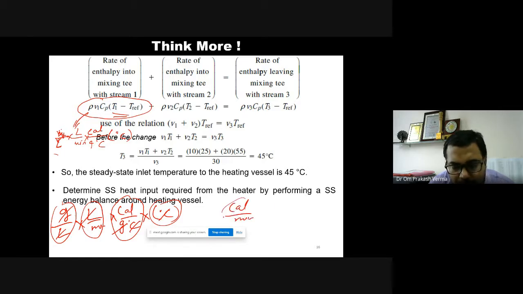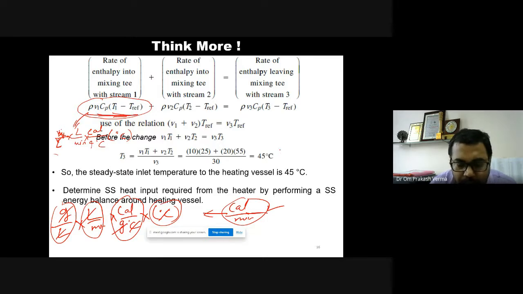What is the calorie per minute? Calorie per minute क्या कह रहा है? What is the meaning of calorie per minute? Calorie per minute means some energy is there that is changing with respect to time. Yes or no? The energy is changing with respect to time. So that's why we have written this equation.